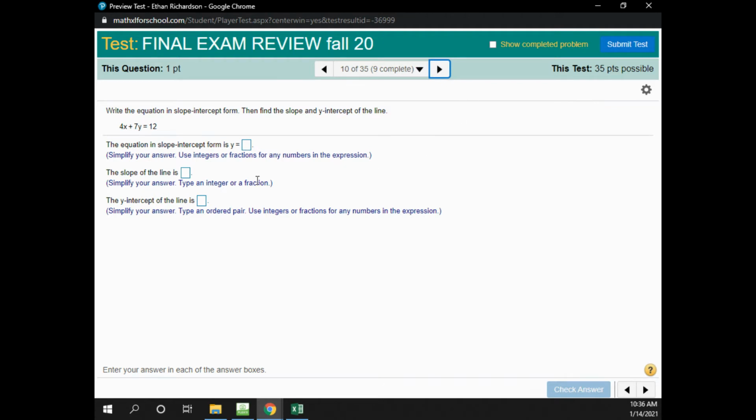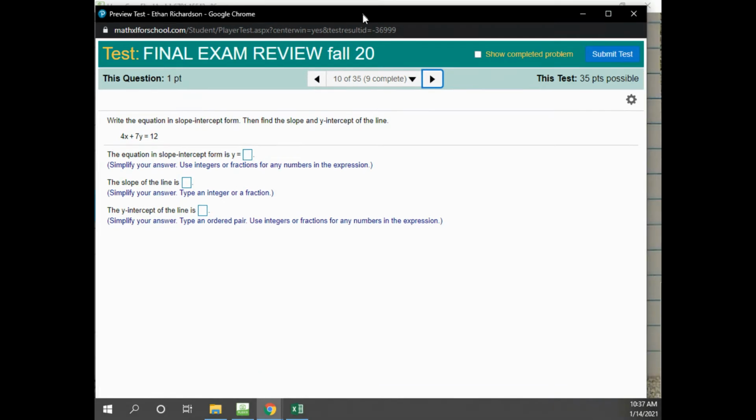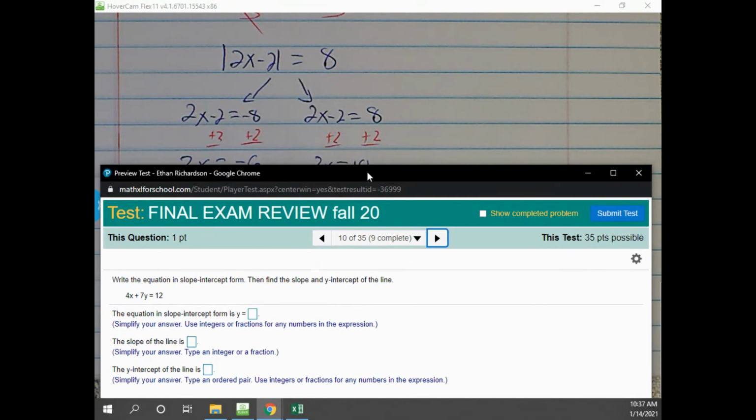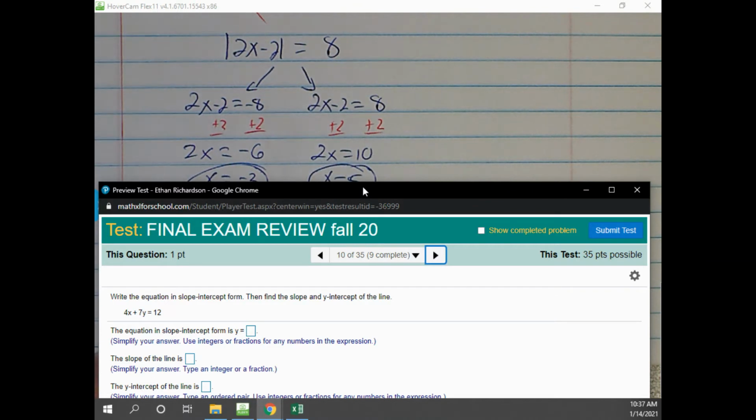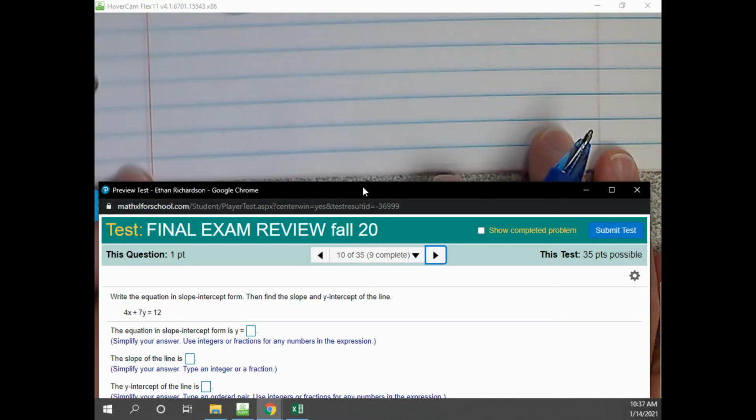Okay. Write the equation in slope-intercept form. Find the slope and the y-intercept of the line. So we've got 4x plus y equals 12, and it says to write it in slope-intercept form. That's basically y equals mx plus b.